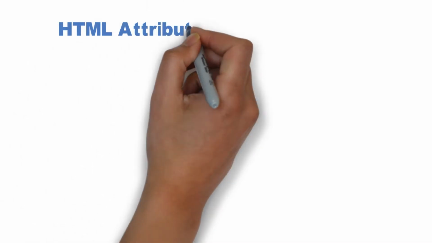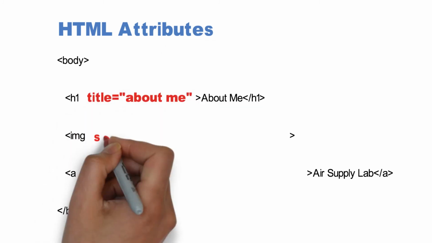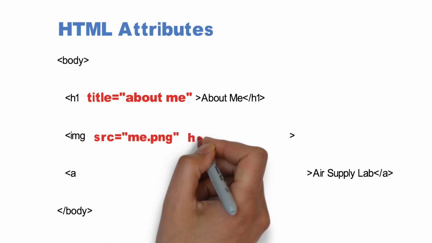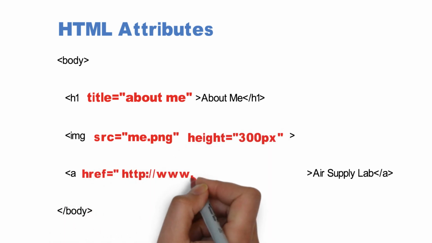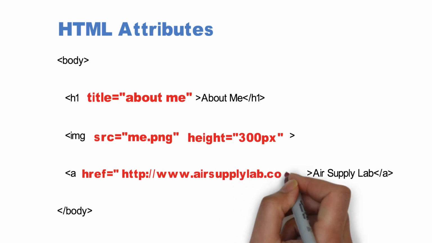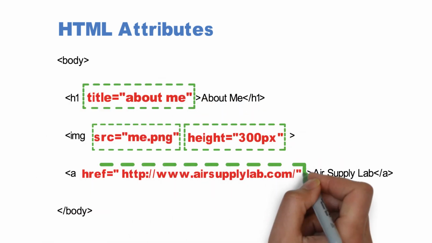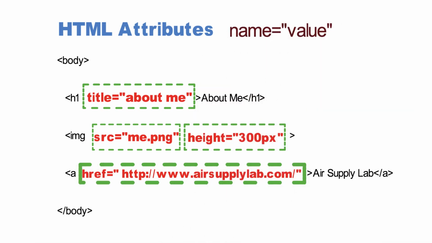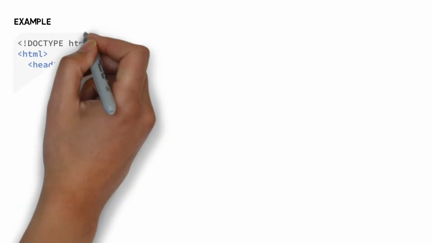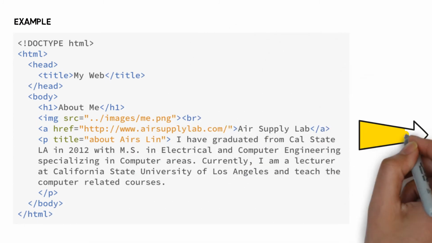HTML attributes. An HTML attribute provides additional information about an HTML element. All HTML elements can have attributes. Attributes provide additional information about an element. Attributes are always specified in the start tag. Attributes usually come in name/value pairs like name="value". For example, this should produce this.